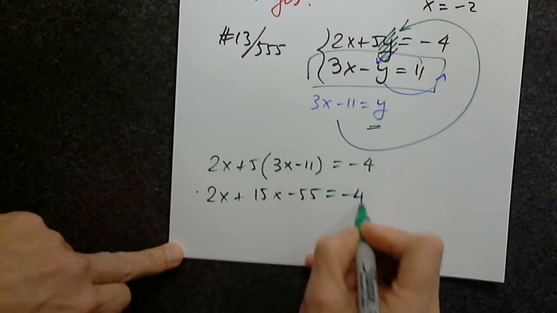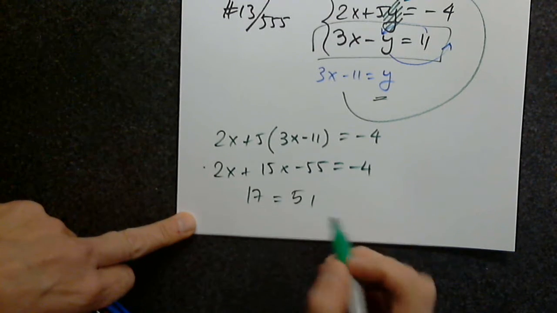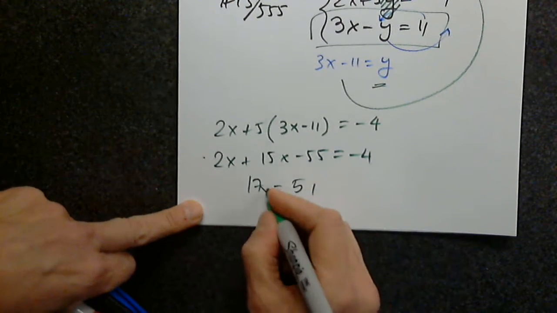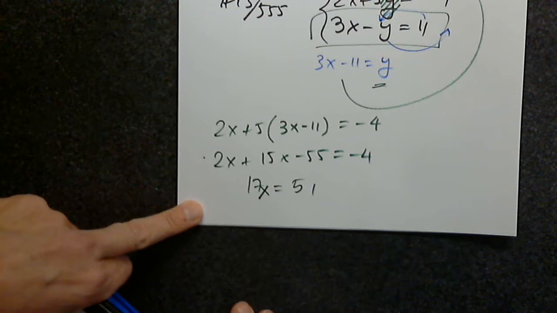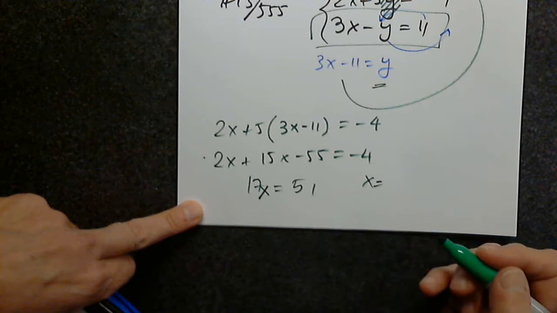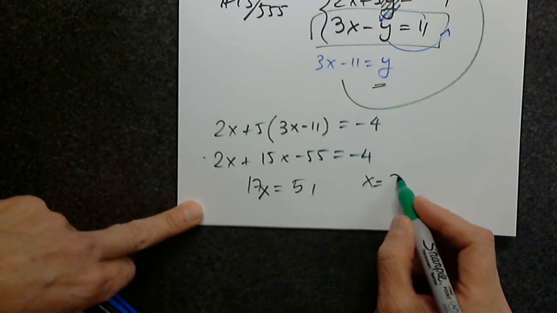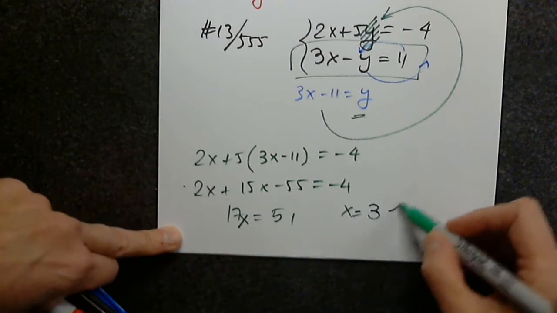Minus 55 equals negative 4. Combine like terms. 17x equals 51, of course. I said 77? I'm sorry, I meant 17x. So then x equals 51 divided by 17, which appears to be 3. Is this good? Yes, it's good, but it's not good enough.